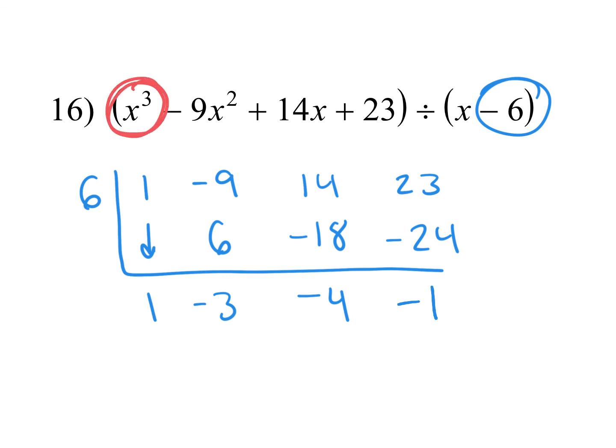So if our question starts with x to the third power, what does our answer start with? Second power. And then it's going to be x, and then what's the last number? The remainder. So my answer is x squared, because I don't write the 1, minus 3x minus 4, remainder negative 1.